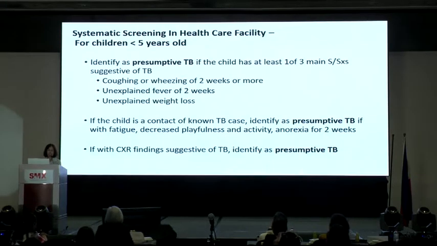For children, we will be identifying them as presumptive TB if they have one of the 3 signs and symptoms: coughing or wheezing of 2 weeks or more, unexplained fever of 2 weeks, and unexplained weight loss. If the child is a contact of a known TB case, we will identify them as presumptive TB if with fatigue, decreased playfulness and activity, and anorexia for 2 weeks. And if they have chest x-ray findings suggestive of TB, then we will also identify them as presumptive TB. Once they are considered as a presumptive TB, then we will request for expert.